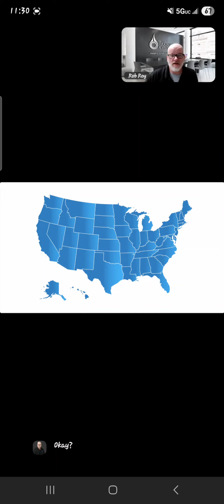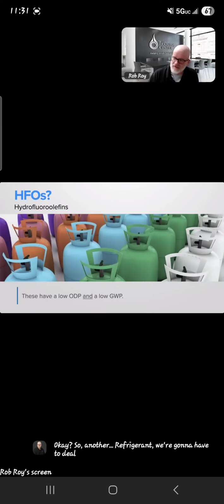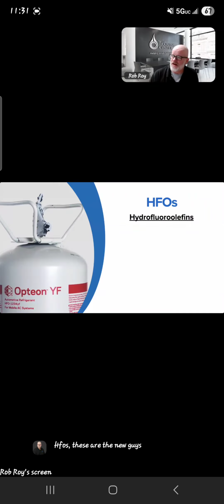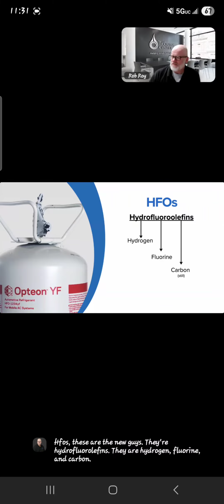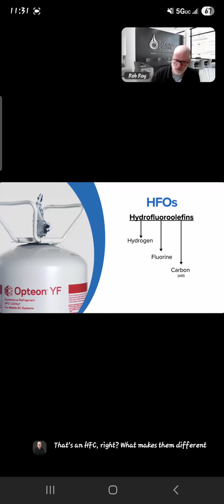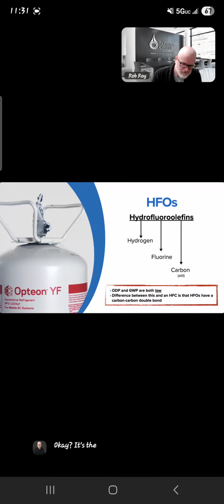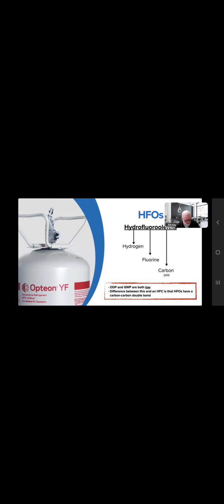Okay. So another refrigerant we're going to have to deal with, HFOs. These are the new guys. They're hydrofluoroolefins. They are hydrogen, fluorine, and carbon. That's an HFC, right? What makes them different? Here's what we're told. It's the molecular level. Inside our systems, we have system component oil. More times than not, nowadays, we're using synthetic oils. The new HFO refrigerants have the same molecular structure as system component oils. So anytime you have one or more fluorine and a double carbon bond, that matches synthetic oil.